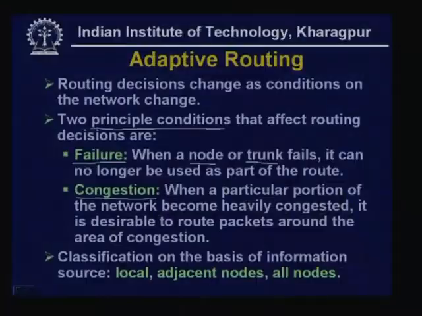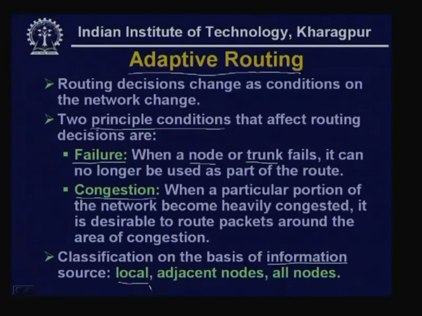So, the same technique has to be used here. It is necessary to reroute the traffic such that it does not go through the congested area, but around the congested area, and that is adaptive routing. So, adaptive routing will keep on modifying the routing table, so that the dynamic conditions because of failure and congestion are taken care of. And the classification of these adaptive algorithms can be done based on the information source. There are three alternatives about the information source.